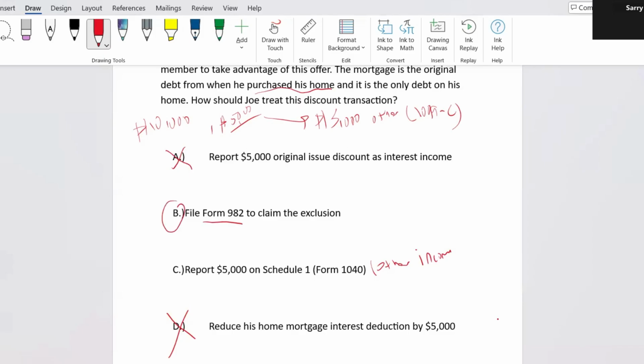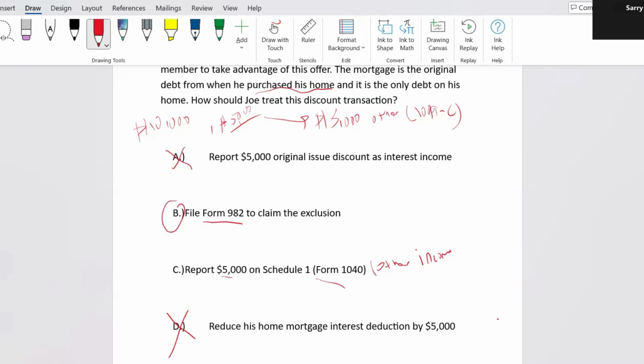Now, if this was not a personal home, like if it was a company and any other debt and not a personal home, and they forgave some of the debt, then they would give you a 1099-C, for example, in the amount of $5,000, and you would report this on Schedule 1, Form 1040 as other income.